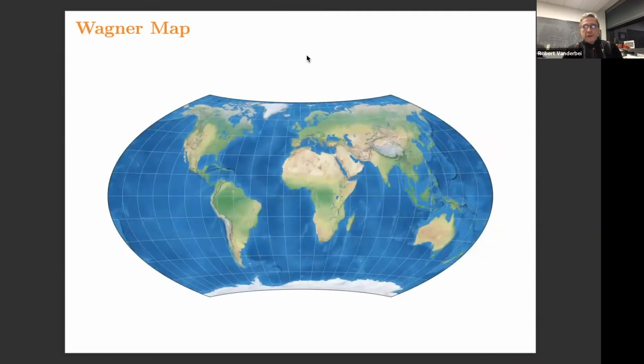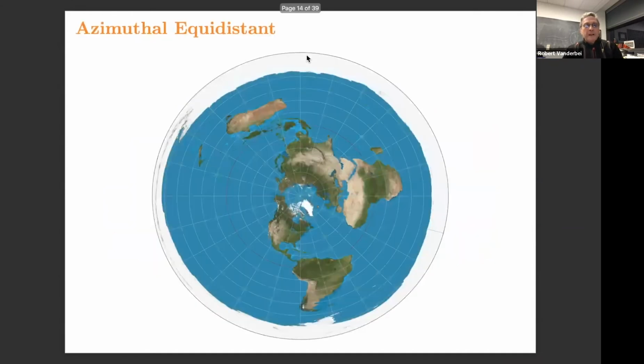And here's another map called the Wagner map. Maybe I don't really know much to say about that one. And here's one that's going to play an interesting role in everything I'm going to say for the rest of the hour here.